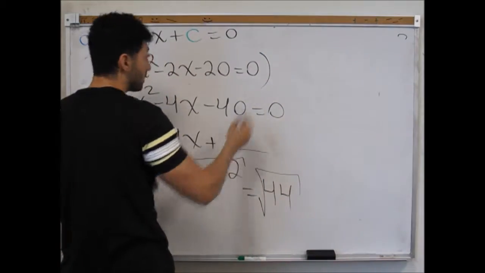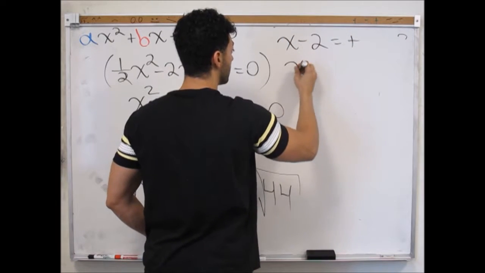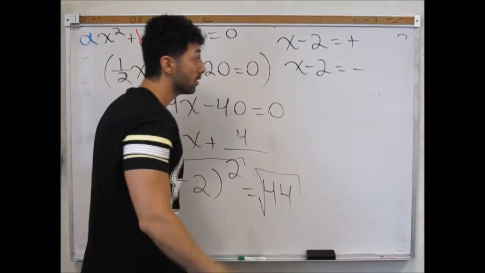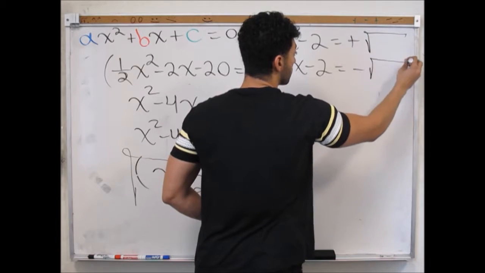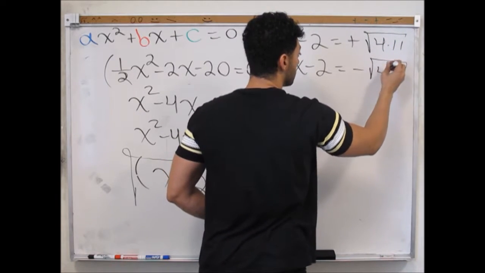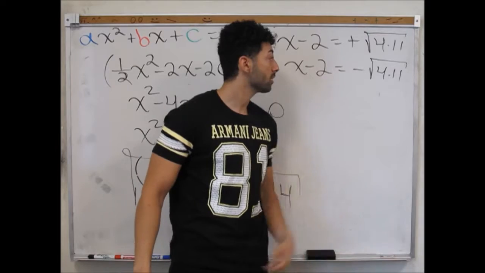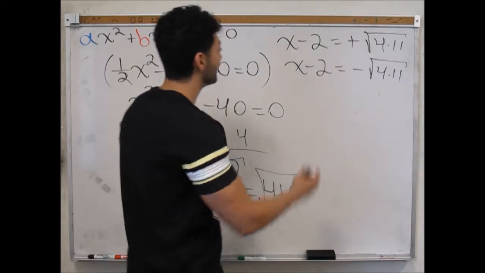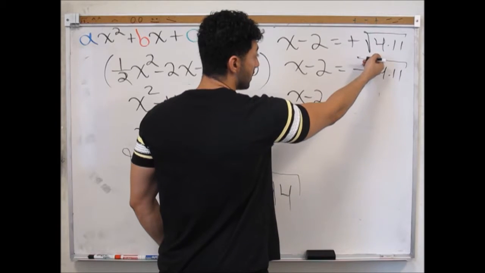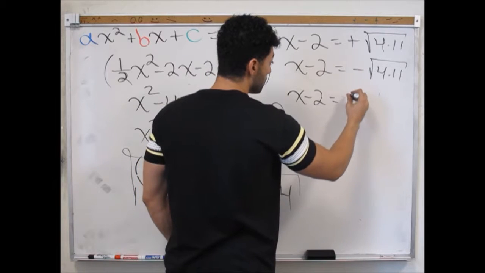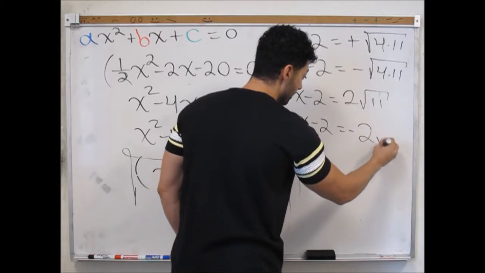And then now we get that x minus 2 is equal to positive something, and x minus 2 is equal to negative something, because we're accounting for the roots. And those somethings are the square root of 44, which could be rewritten as the square root of 4 times 11, because you've got to pop the perfect squares out. So you get x minus 2 is equal to 2 rad 11, and then x minus 2 is equal to -2 rad 11.